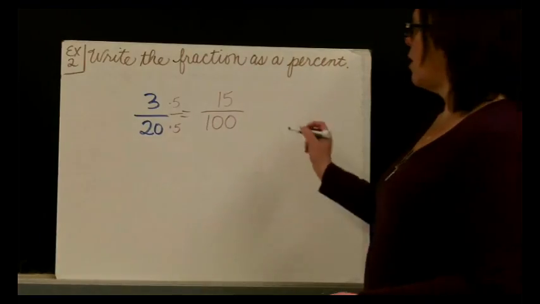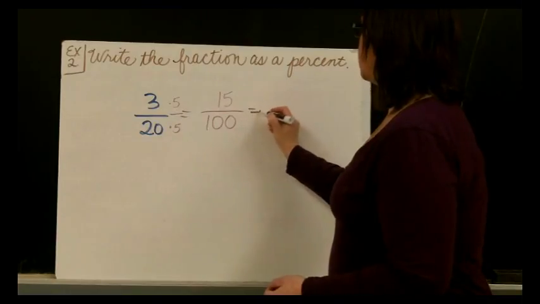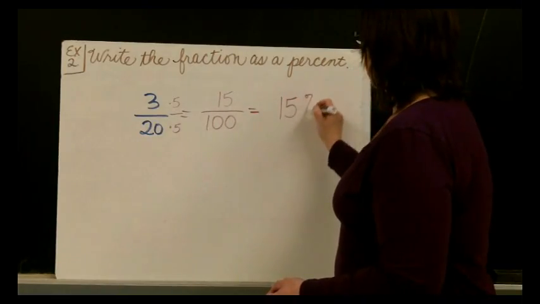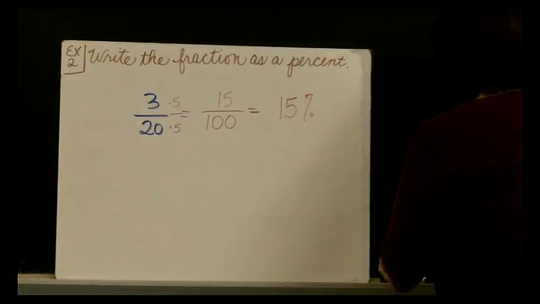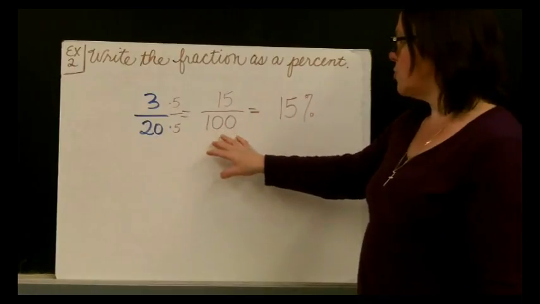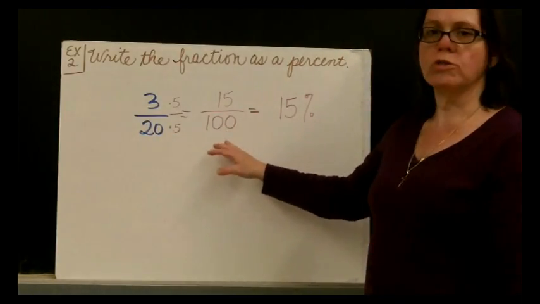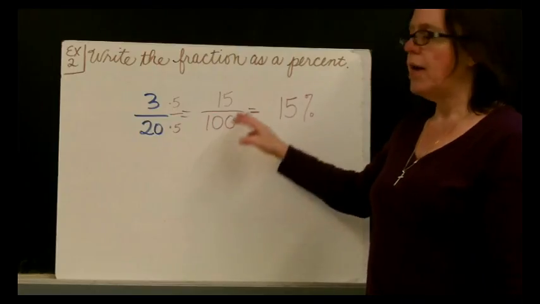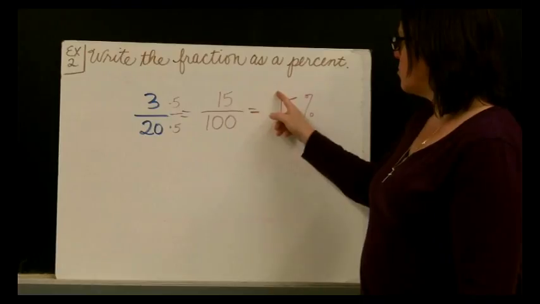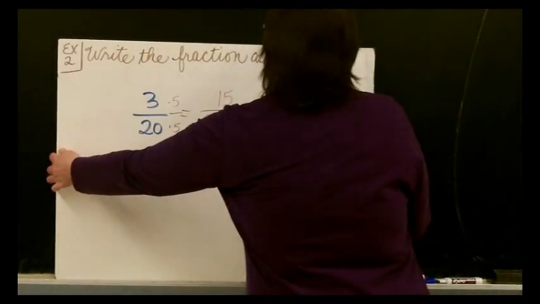Now that we have our ratio over 100, we can take that numerator and make it a percent. So 3/20 becomes 15 hundredths because we're looking for an equivalent fraction whose denominator is 100. And then 15 parts out of the whole gets represented as 15%, 15 parts of 100.